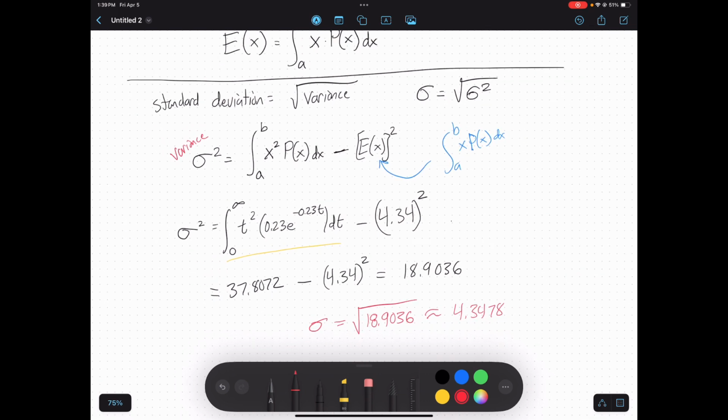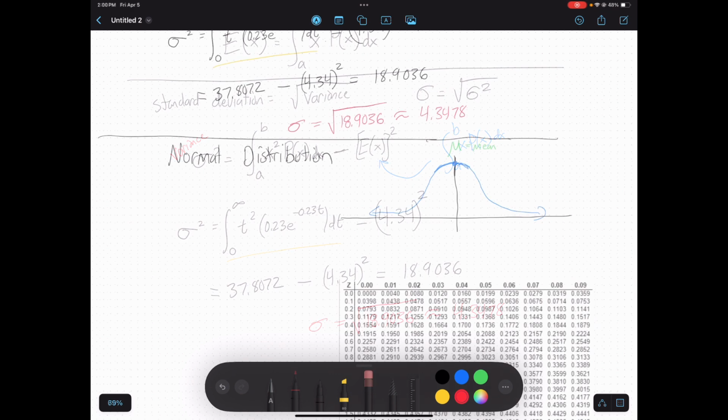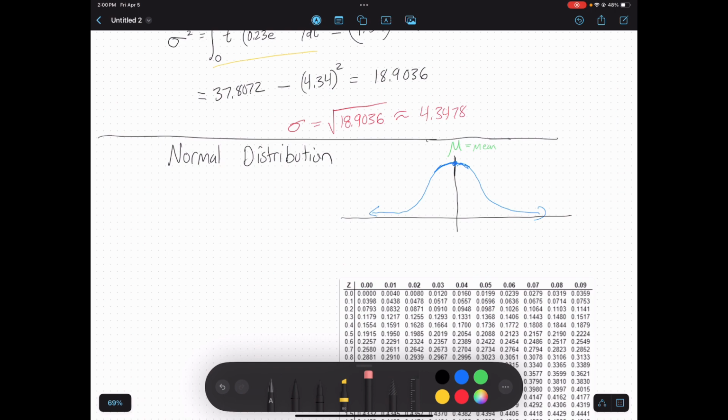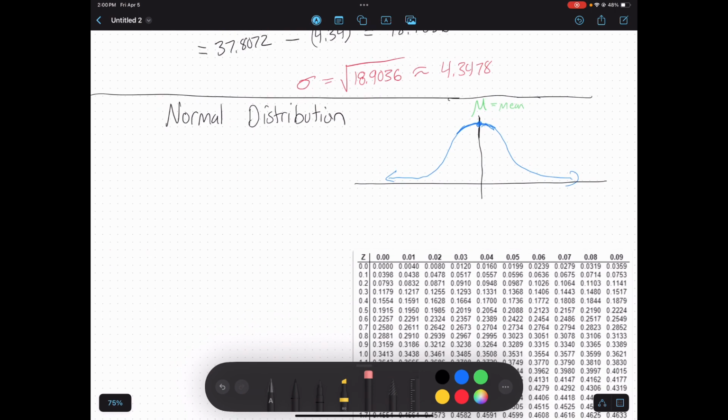So go ahead and pause this video and you can try some of the problems on your homework, and then we're going to move on to normal distribution functions. The most common type of probability density function that we'll work with is called the normal distribution. Why? Because this is how data is normally distributed in nature.